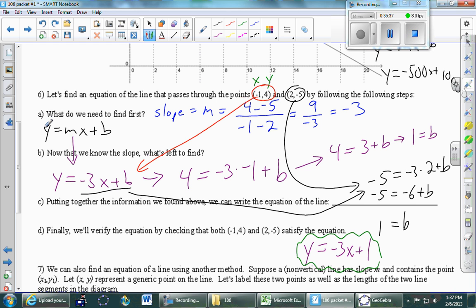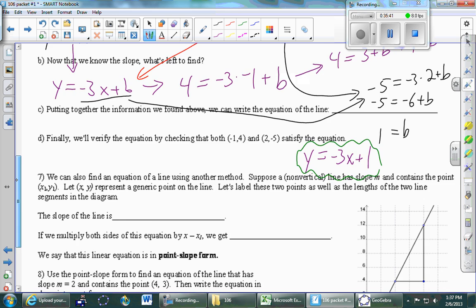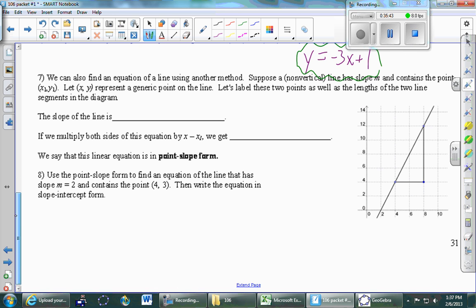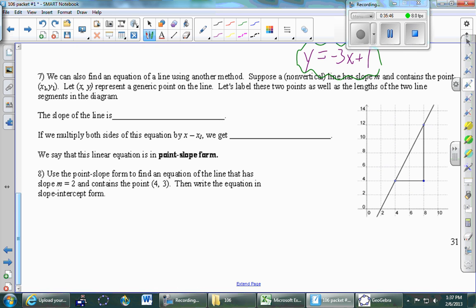Okay, so that's the negative 3x plus 1. That's the equation there. And there's one more equation I wanted to look at together, and then you guys are going to do the group activity. So there's a little stuff I'm going to skip through. I'm just going to jump to the punchline of this thing here just to save a little bit of time.